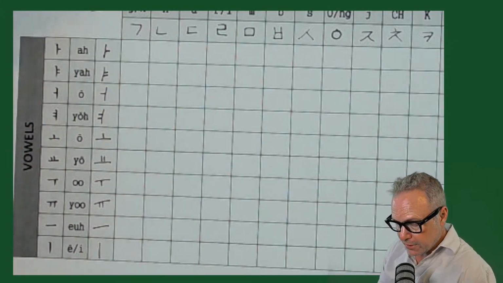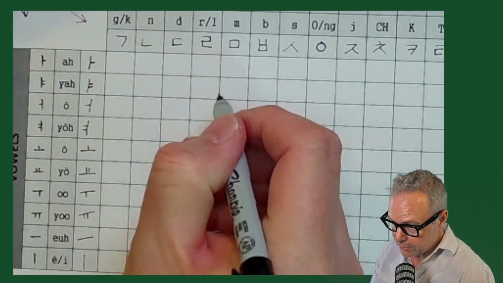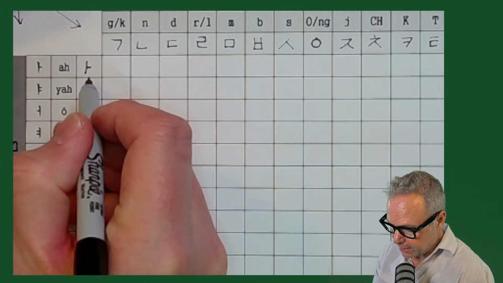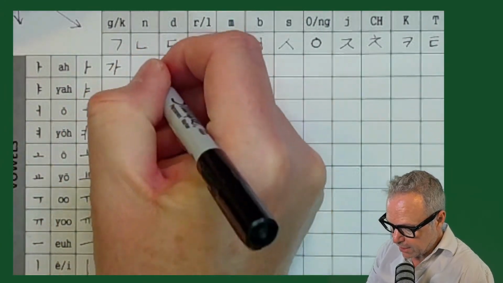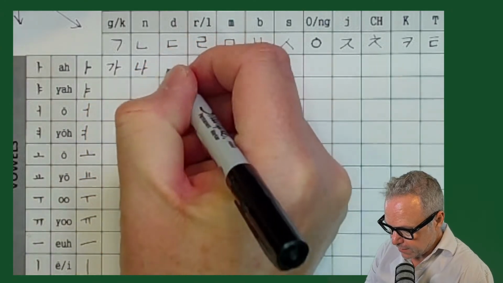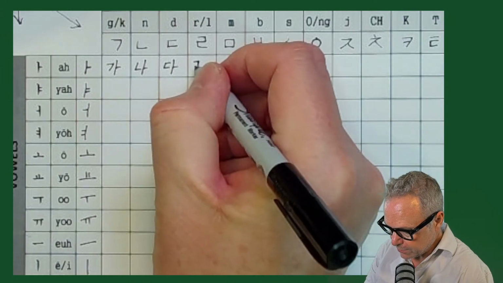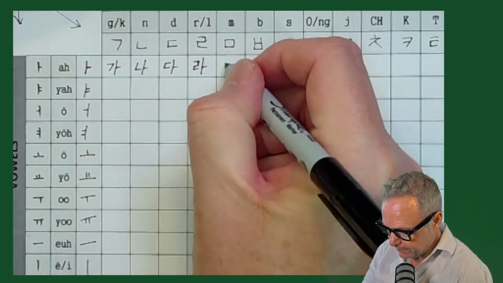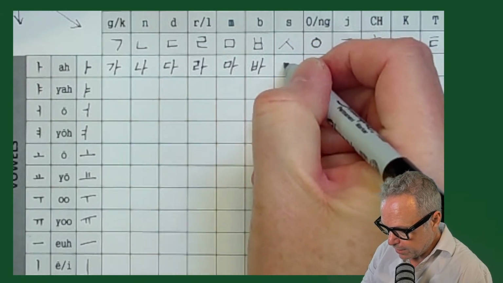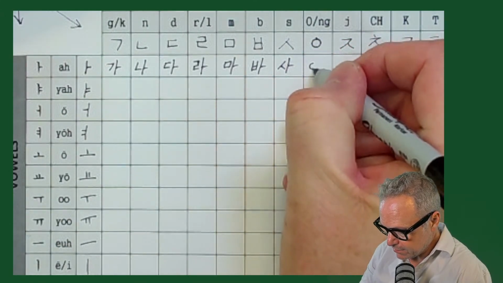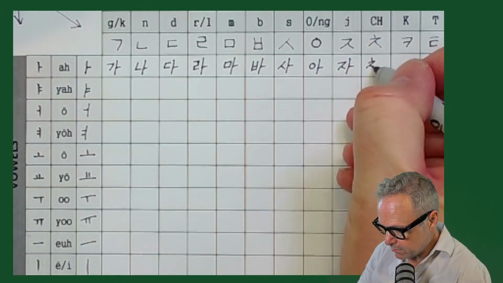We're going to take one consonant and one vowel for each. So let's go across the top row here with the ah sound with each of the consonants. Ka. Na. Da. Oops, I picked it up. I messed that one up. Ra. Ma. Ba. Sa. Ah. Ja.